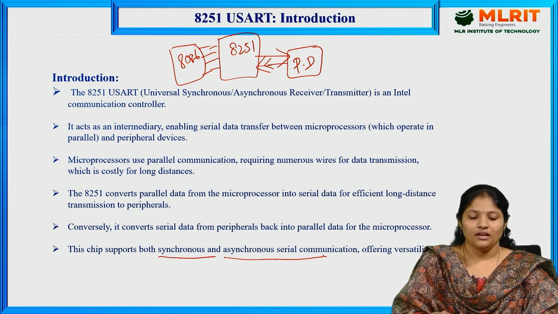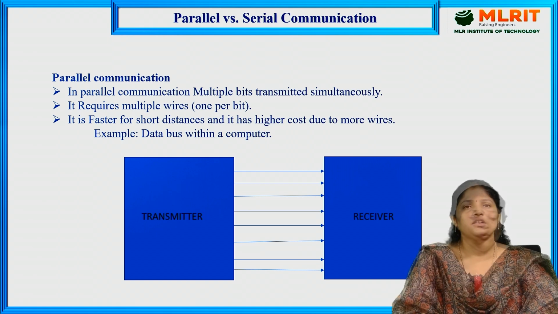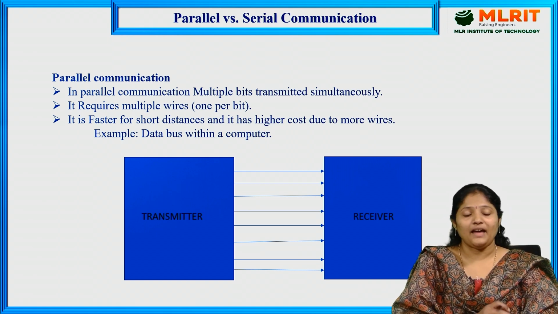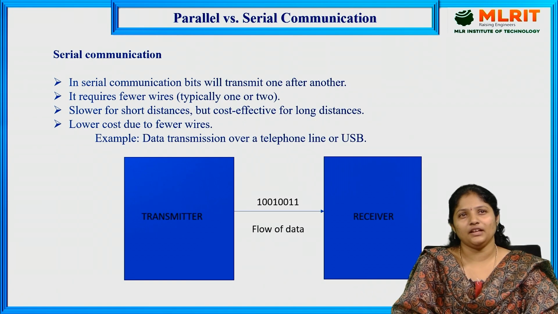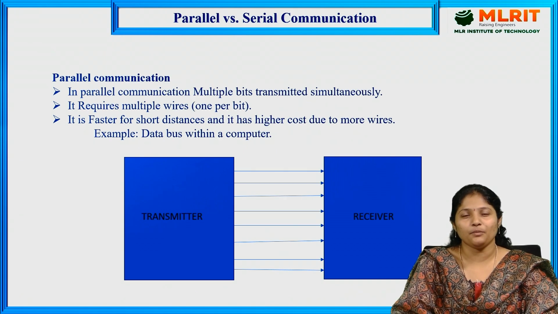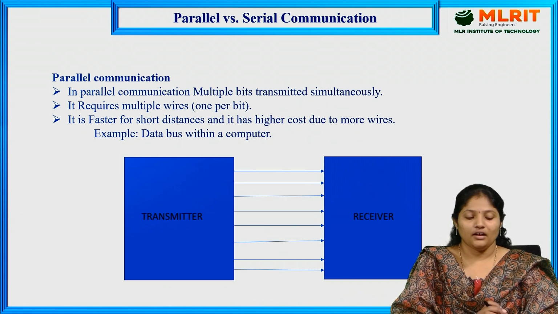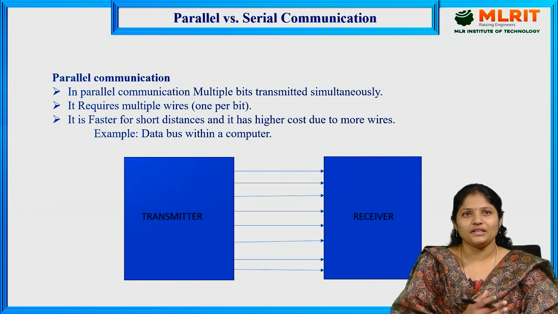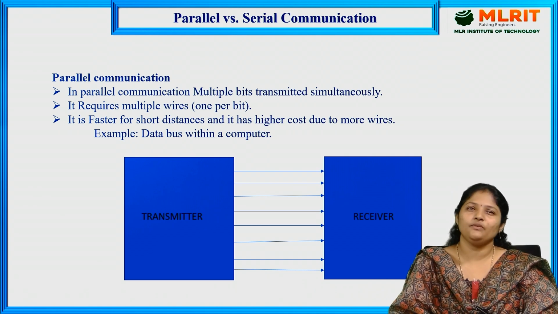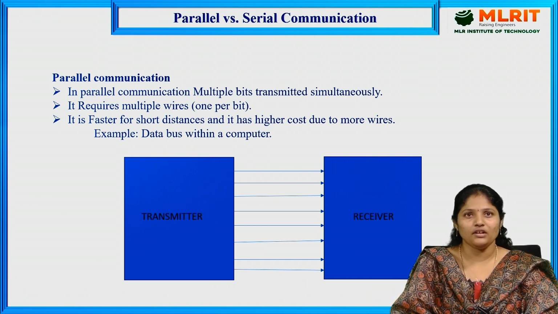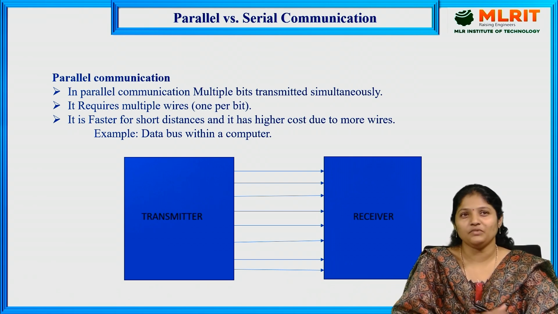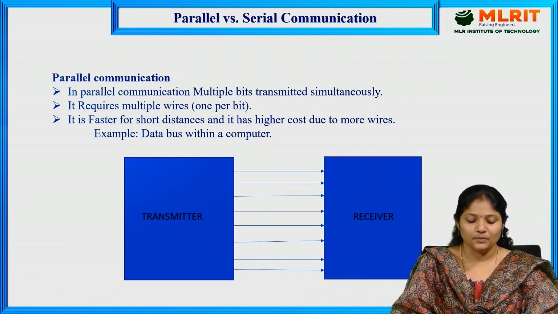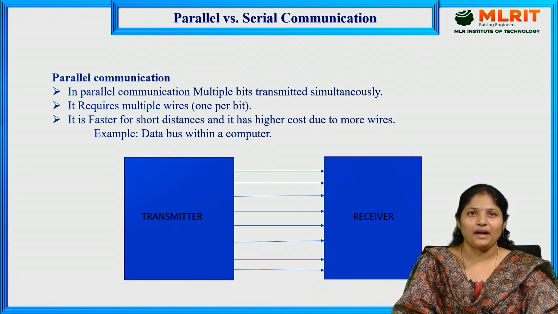So here, coming to the communication, which communication is better? Whether parallel communication is better or serial communication is better? It totally depends upon the application where we are using this communication. If we want to transmit the data simultaneously, like we need to transmit the data faster, then we can go for parallel communication. Because if I want to transmit 8 bits of data at the same time, then you can transmit the data using parallel communication.